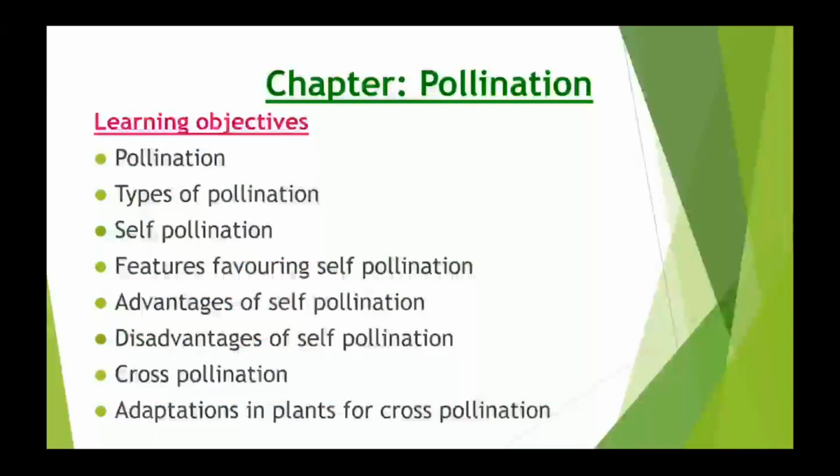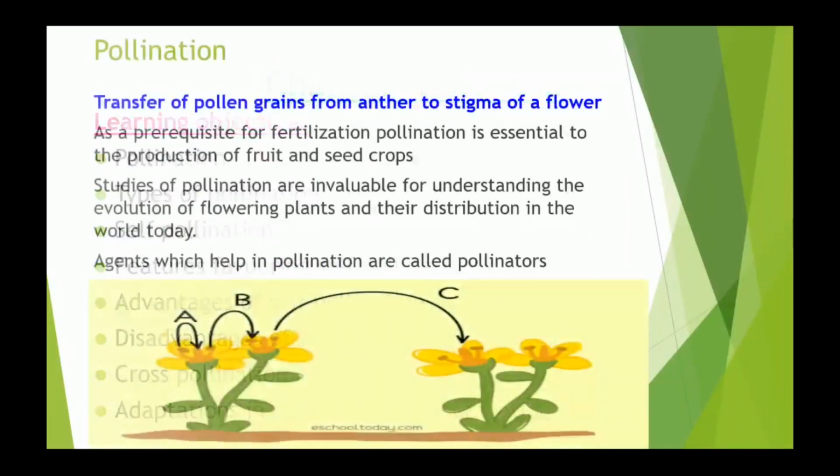So let's start. Chapter 6, Pollination. These are the learning objectives which we are going through in this chapter. Let us start with the first topic, pollination. Students from class 5th, you have read about what pollination is. It is the transfer of pollen grains from the anther, which is the male part, to the female part, that is the stigma. That transfer is called pollination.